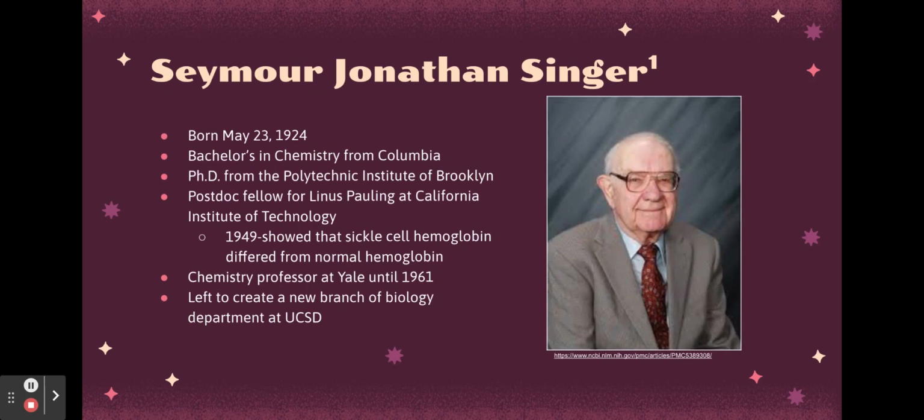First, Seymour Jonathan Singer was born on May 23, 1924, and he earned his bachelor's in chemistry from Columbia. He then went on to get a PhD from the Polytechnic Institute of Brooklyn and was then a postdoc fellow for Linus Pauling at the California Institute of Technology. And in 1949, he helped show that sickle cell hemoglobin differed from normal hemoglobin.